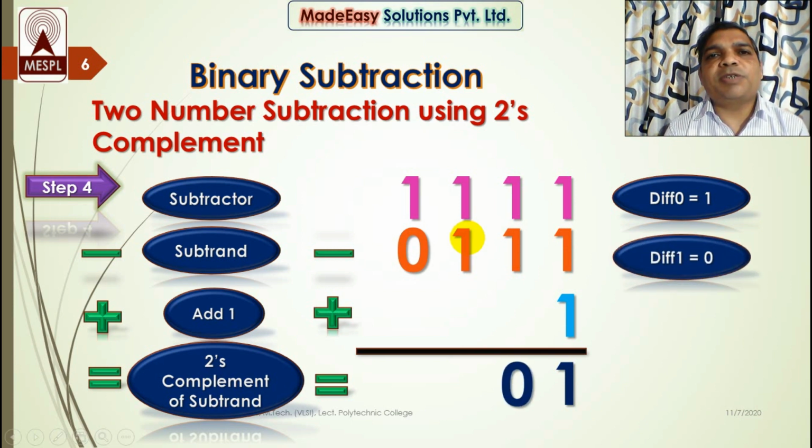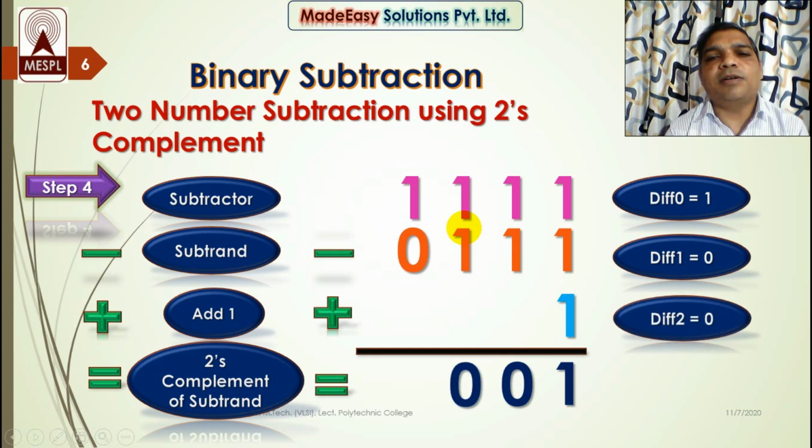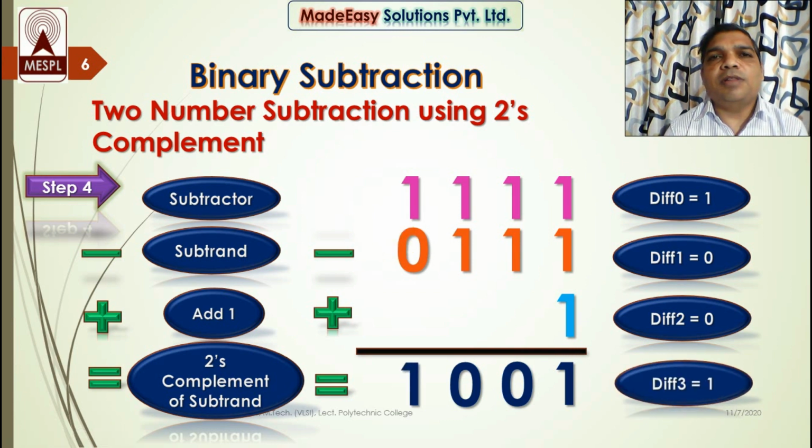Now perform next bit subtraction, that is subtract 1 from 1, again I will get 0, I will put the result over here. Now perform MSB subtraction, 0 subtracted from 1, I will get the result 1 and I will put over here. Now if you see, I am getting the correct result 1001.